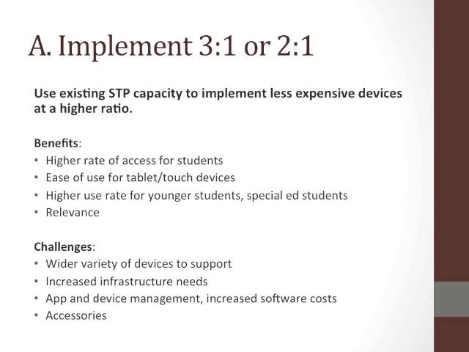So in option A, as we start to think about cost of implementing a lower student-to-computer ratio, in this option, we'll look at using the existing STP capacity, and you'll remember that was about 8.6 million, to implement less expensive devices at a higher ratio. So some benefits there would be a higher rate of access for students. More devices means more frequency of use. An ease of use for tablet and touch devices, so probably fewer pain points in terms of getting students up and going with the use of these tools.